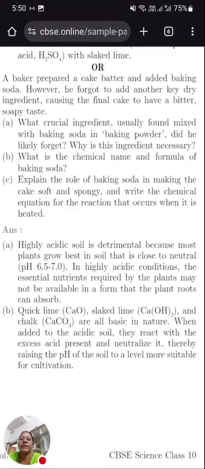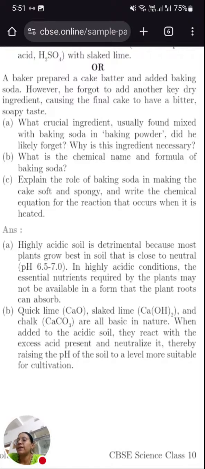A baker prepared a cake batter and added baking soda. However, he forgot to add another key dry ingredient, causing the final cake to have a bitter taste. If you recall this baking powder concept, there we have baking soda and baking powder. Baking soda is without tartaric acid. When tartaric acid is added to baking soda, it becomes baking powder.